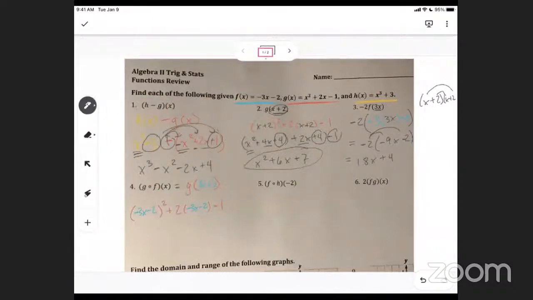And this is where people make mistakes all the time. But remember, this is negative 3x minus 2 times itself.